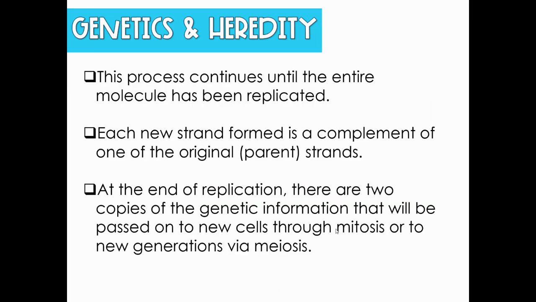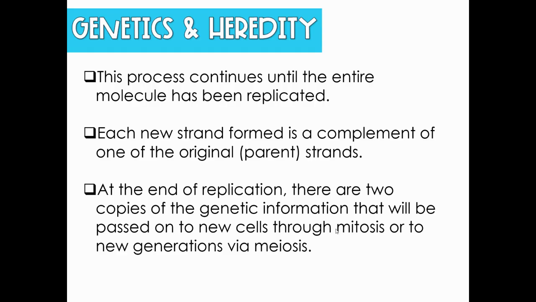Now, this process is going to continue until the whole entire molecule has been replicated. Each new strand is formed. We call this a complementary strand. So what we end up with at the end of DNA replication is 2 strands of identical DNA. And each strand has one side that contains the original parent strand, and then the other side is made up of a brand new strand. So we call a replicated DNA molecule semi-conservative for this very reason.